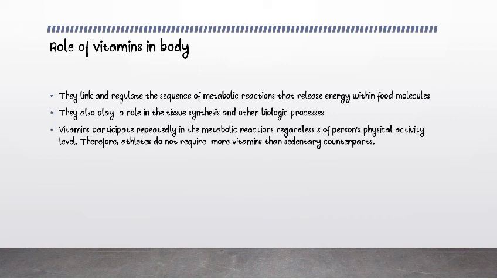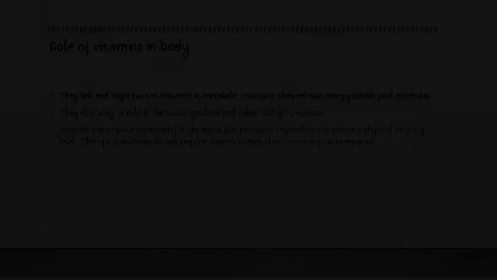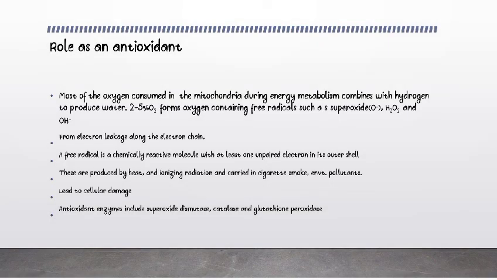Now, role of vitamins as antioxidants. Most of the oxygen consumption in the mitochondria during energy metabolism combines with hydrogen to produce water. Okay, so it forms oxygen-containing free radicals such as superoxide, H2O2, and OH minus. From electron leakage along the electron chain, a free radical is a chemically reactive molecule with at least one unpaired electron in its outer shell. These are produced by heat and ionizing radiation and carried in cigarette smoke and environmental pollutants, leading to cellular damage.